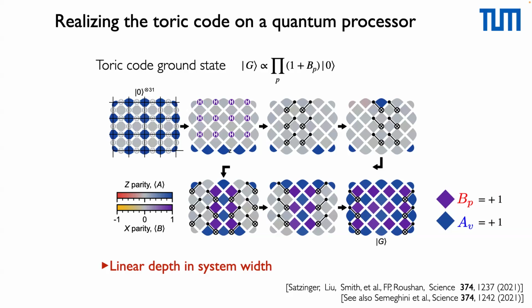If we sequentially apply these controlled gates in the way shown here, from the inside to the outside, then once we are done with this sequence, we are in a state where all the vertex terms and all the plaquette terms are in the ground state. So we have created the ground state of the toric code Hamiltonian. This construction requires a depth which is linear in the system width. In fact, one can show that this is the minimal depth that you need. You can't have anything unitary that scales faster.